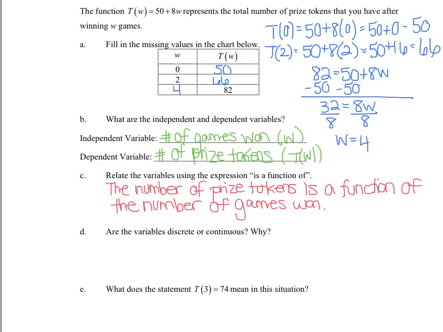Part D asks, are the variables discrete or continuous? Why? So remember, discrete means you can't have part of it. It's individual numbers. Continuous means it's everything in between two numbers as well as those numbers. So, real numbers. So in this case, the variables are going to be discrete.